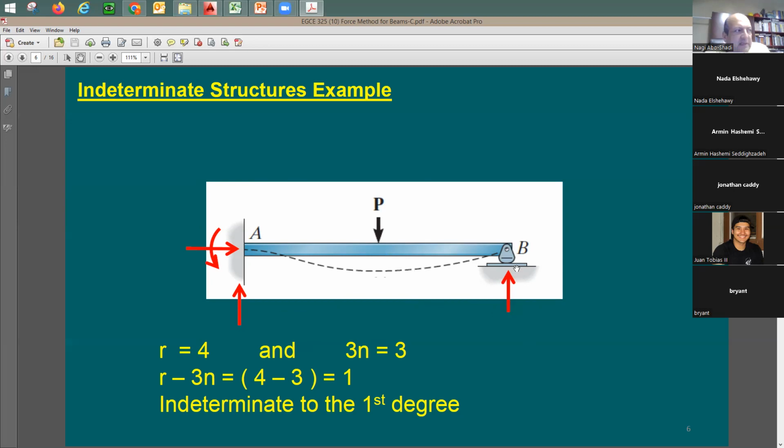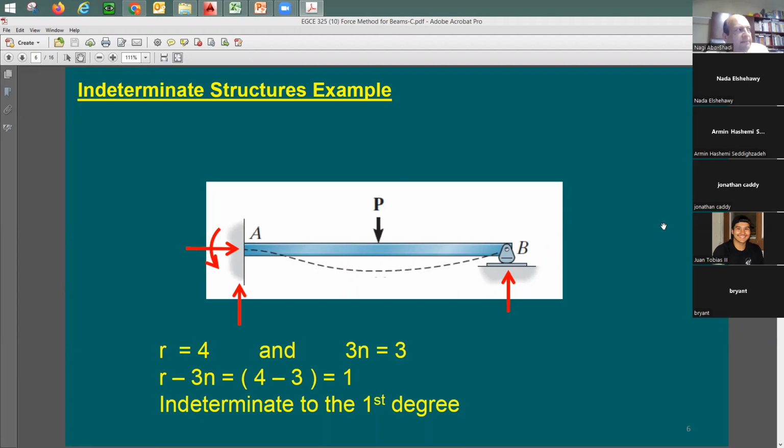Determinate means, let's say if I just give you this cantilever or a simply supported beam, you should be able to do it with just 3 equations, but here you cannot really do it.